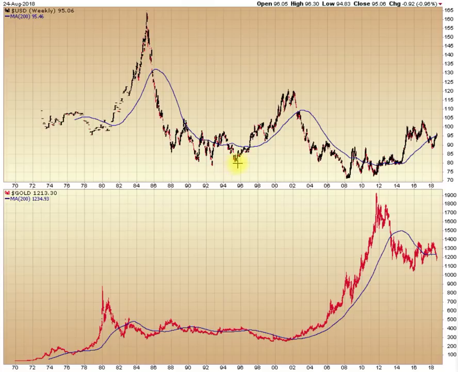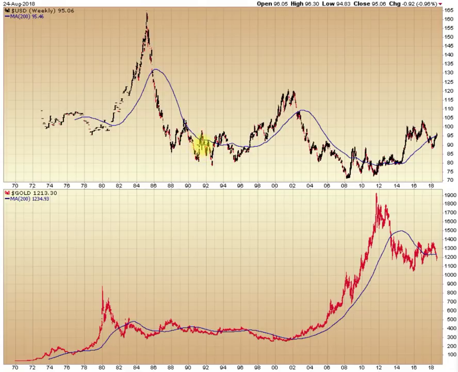And then we've got another secular bull phase, followed by the declining phase of that 15-year cycle. And I think we have probably started the declining phase of this 15-year cycle. So you can see here when the dollar moves back below this 200-week moving average, it's not usually a very good sign.